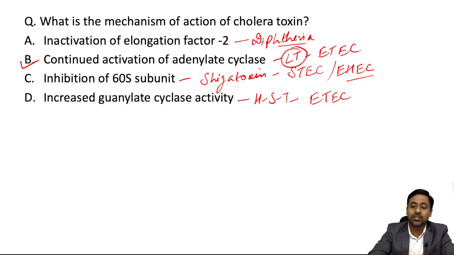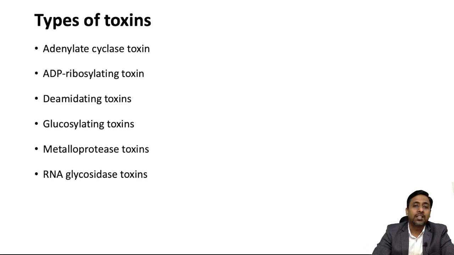So I have categorized the toxins on the basis of their mechanism of action. The toxins are adenylate cyclase toxin, ADP ribosylating toxin, deamidating toxins, glucosylating toxins, metalloprotease toxins, and RNA glycosidase toxins. You may find it a little confusing to understand how you are going to remember these toxins on the basis of their mechanism of action. So don't worry, once you complete this video, you will be able to remember and understand all the toxins with their mechanism of action, with the receptor, everything very easily. So just stay with the video and don't panic.